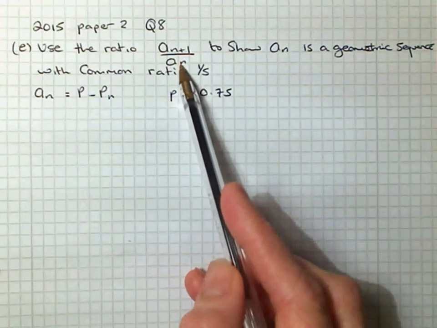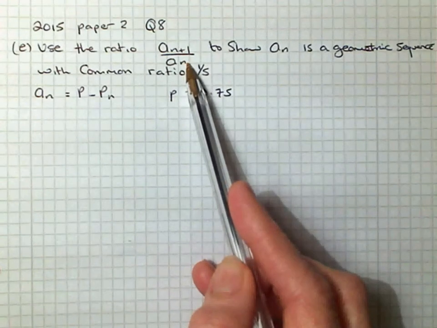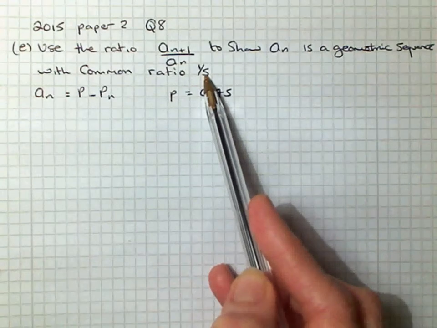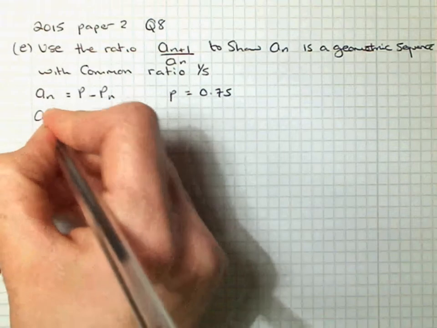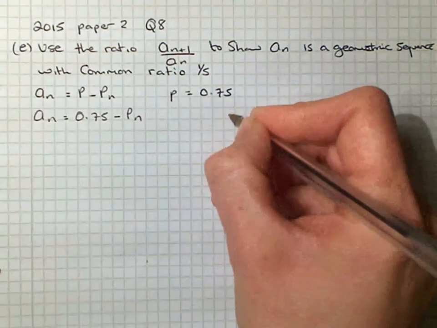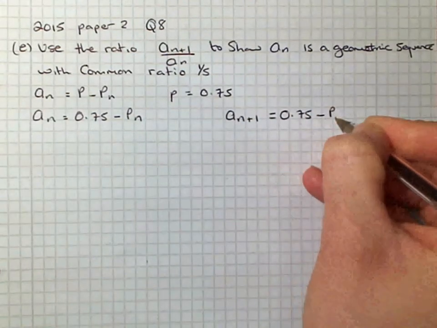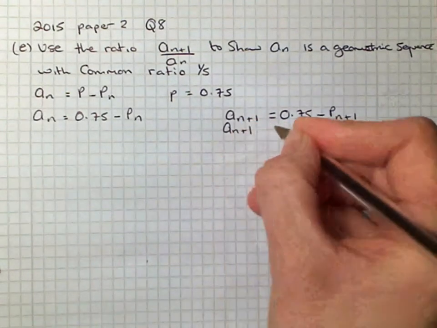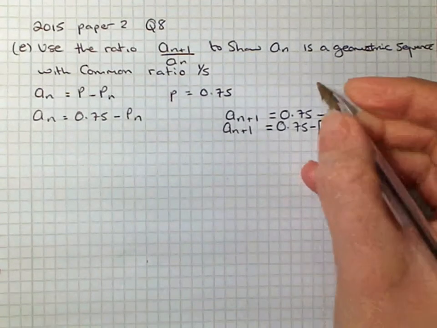If you want to show that a sequence is geometric, you take any term and divide it by the previous term and you will get a constant, and that constant is the common ratio, and that's what we want to prove. So an is equal to p, which is 0.75 minus pn, and an plus 1 is equal to 0.75 minus pn plus 1.